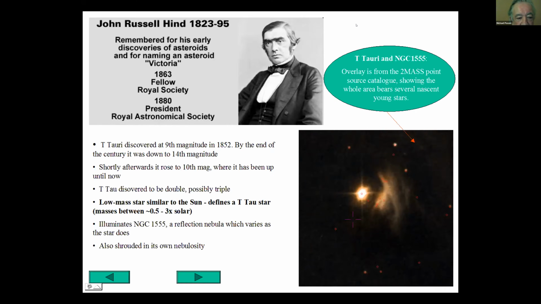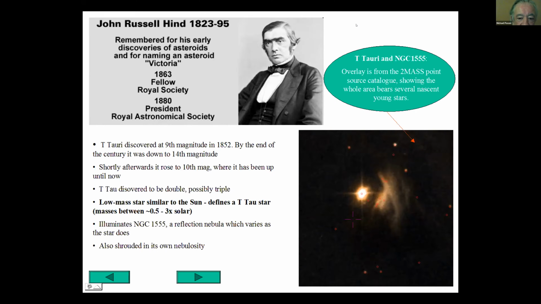When stars form, about 60% of the time, they form as non-single stars. So the sun is slightly an exception. And T Tauri is no exception to that method of formation, because it's a double star, possibly even a triple star.